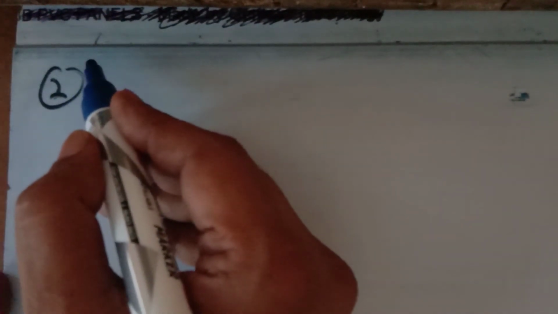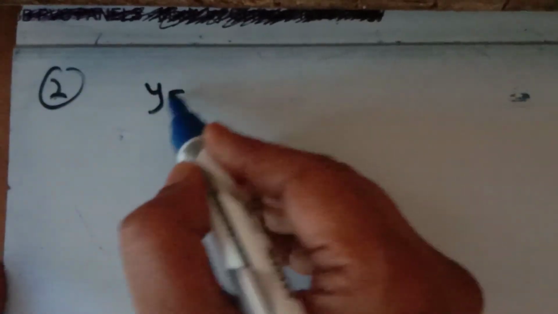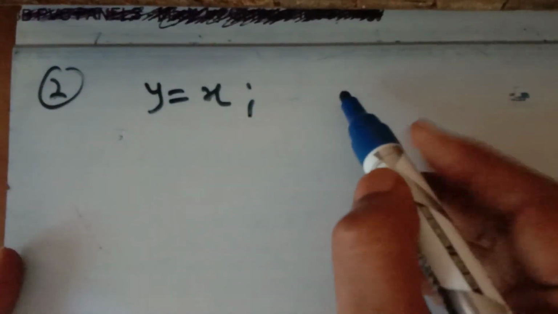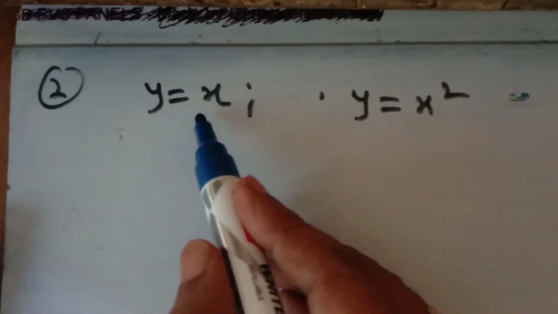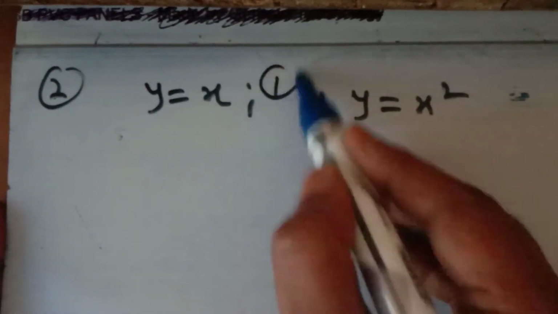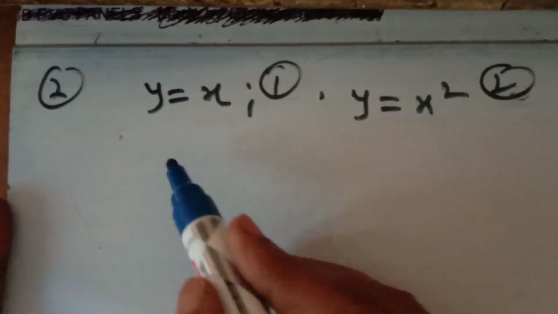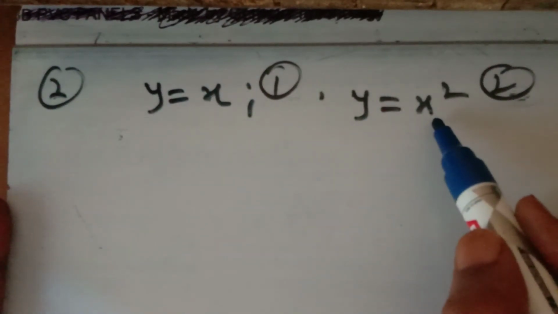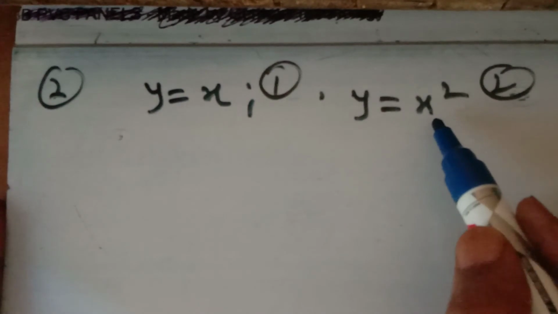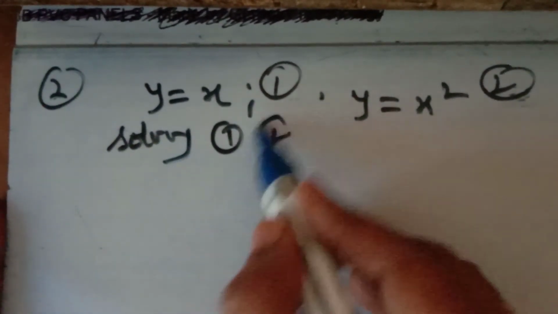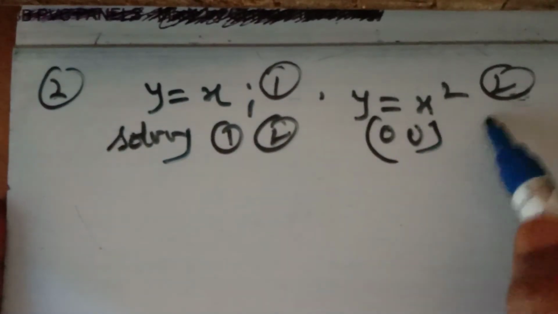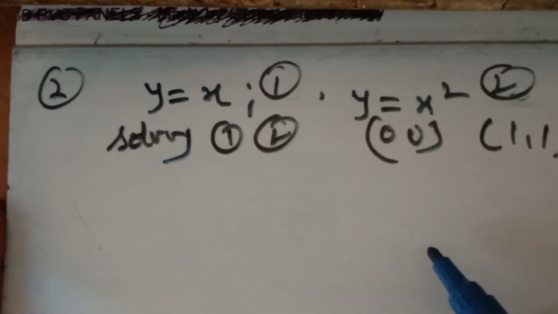Now question number 2 of this miscellaneous exercise. You have to find the area bounded by the curves y is equal to x and y is equal to x square. Now, one of these curves is a straight line passing through the origin. This is the first curve. The second is the parabola, which is symmetrical to the y-axis, a vertical parabola. When you solve these two, you'll get the points of intersection as 0, 0 and 1, 1. This is the area you have to find.